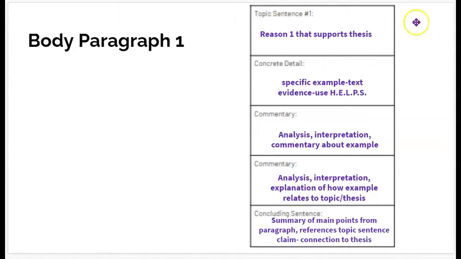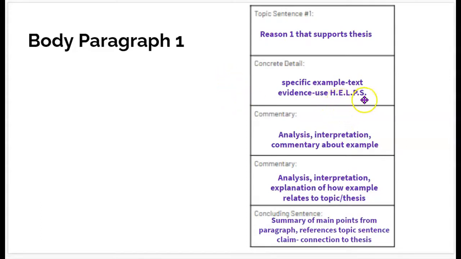So our first column for body paragraph 1, in our topic sentence, a topic sentence is one reason that supports my thesis, okay? It's the why. So why my thesis is true. So reason 1 that supports my thesis goes here, followed by a concrete detail. And a concrete detail is a specific example. It is sometimes text evidence.